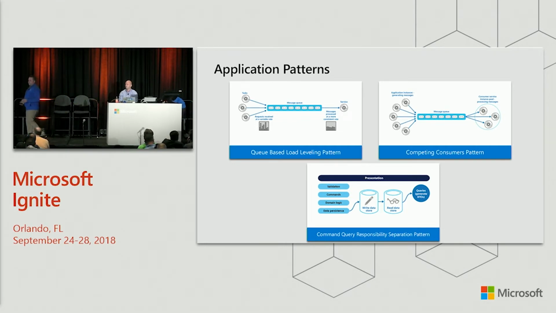Queue-based load leveling. If I've got workloads that have spikes and troughs in load, a classic one for this is ticketing sites. Who's been in a situation where they've wanted to get tickets for an event of some sort, and the tickets get released, you go there and the site's dead? A couple of people? Yep.